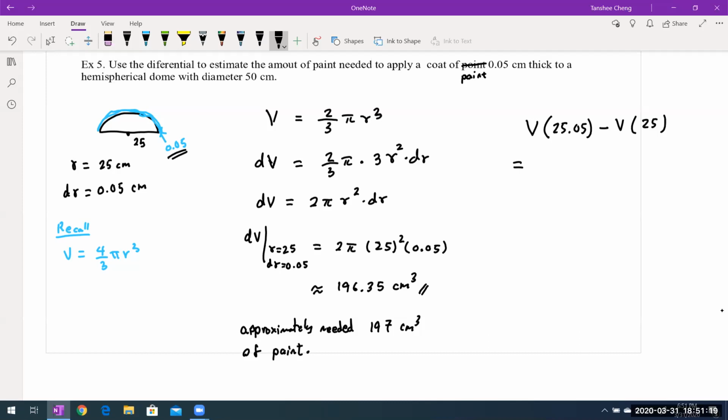So what is the value right here? Plug this into the volume function, compute it and then subtract, and that will give me approximately 196.74 centimeter cubed. So you can see that the approximation values are very close right here.